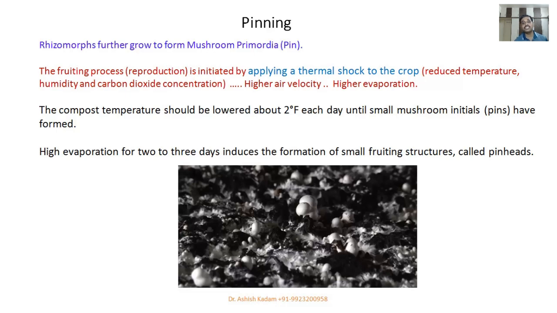Those people are controlling temperature, humidity, CO2 level, air velocity, evaporation rate, oxygen level, so many parameters. And that is the difference I am saying again. So compost temperature should be lowered 2 degrees Fahrenheit, which means 1.5 degrees per day, per 24 hours, until you see the small mushroom pins formed in the compost.